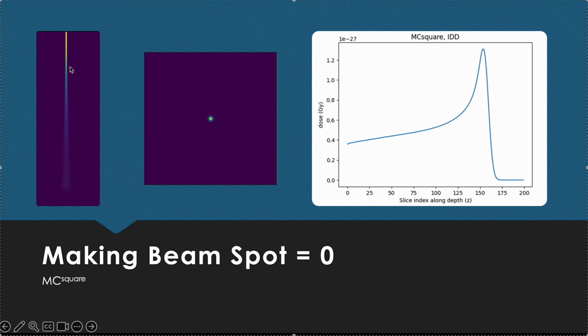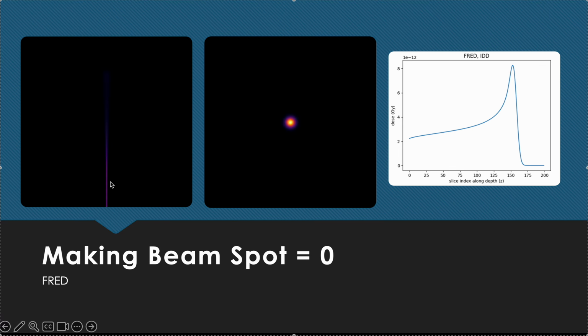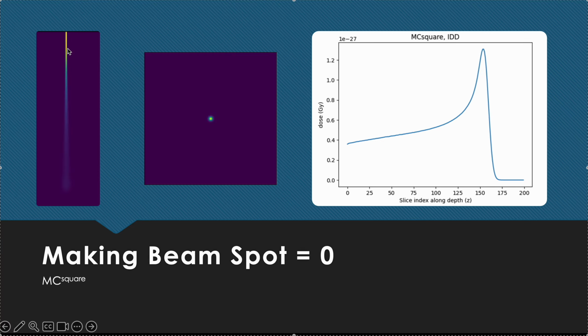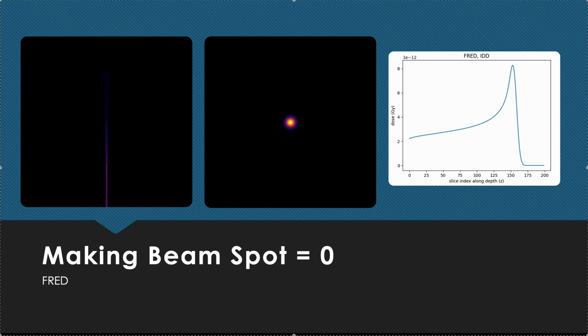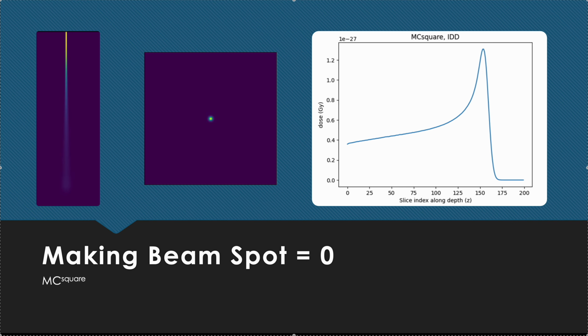And yeah, okay, also I have rotated the beam. For this case it doesn't matter, I'm just showing you how the beam looks when the beam spot size is equal to 0. You might say for this the beam is coming from this direction, for this the beam is coming from that direction. I can just rotate it, not a big deal. But this is what it looks like in Fred and in MC square.